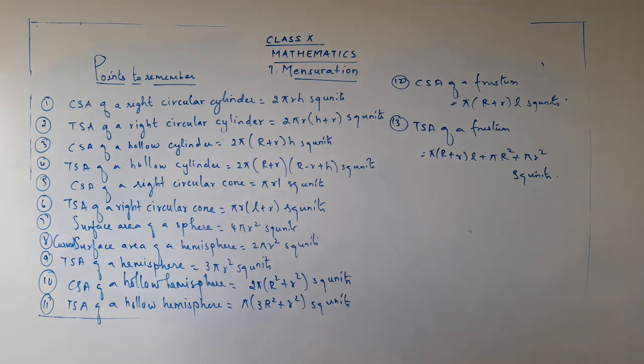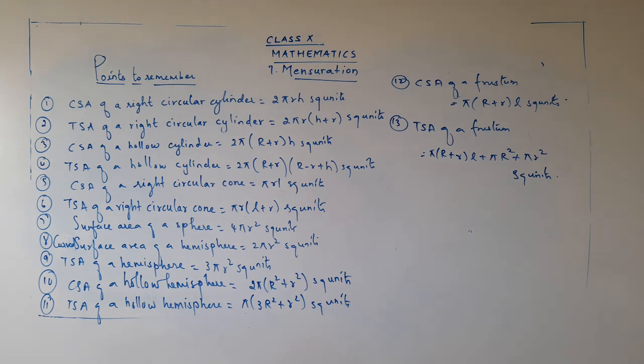Okay, we'll just revise the formulas once. We have seen the first figure as the right circular cylinder. I have told you examples for a right circular cylinder. You can just think of a drum, a pipe, a tube light. So tube light is an example of a right circular cylinder. What is the formula for the curved surface area of a right circular cylinder? It is 2 pi r h square units.